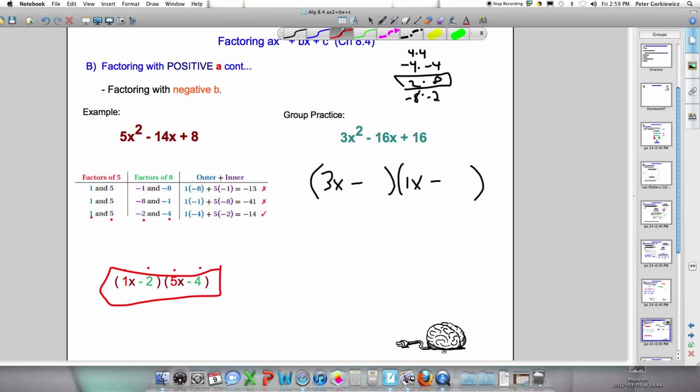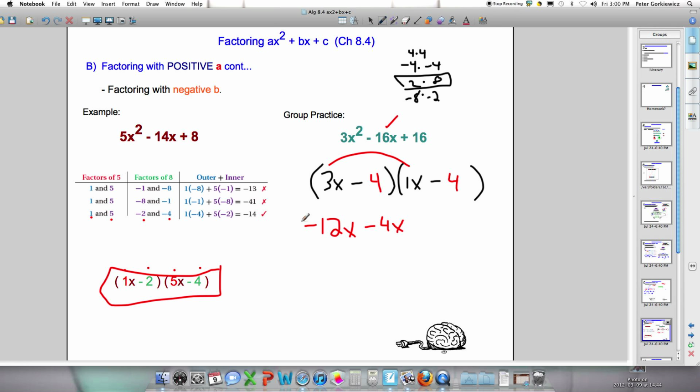Let's try something different. Let's try our 4 and our 4. Yeah? So let's try 4 and 4. Well, 3x times negative 4 is negative 12x, and negative 4 times x is negative 4x, and negative 12 and negative 4x is negative 16x. So I like this setup.